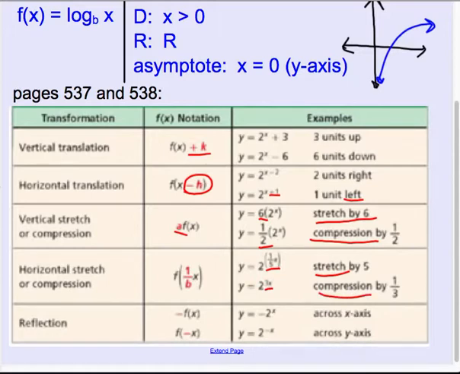And then finally, reflections. When we multiply the function by a negative, it reflects across the x-axis. So thinking about, you're making all of your y values opposite, so that reflects it across x. When you make your x values opposite, it reflects it across y.